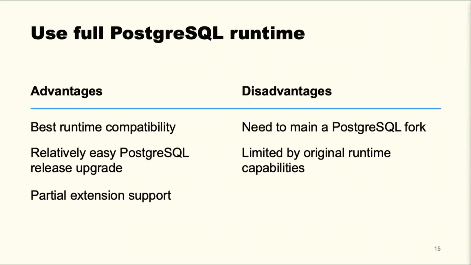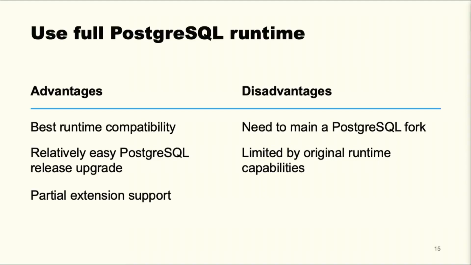In this case, the advantages and disadvantages are kind of flipped, in the sense that you get the most compatibility with original Postgres, because you are using so much of its original code base, so your system will behave almost the same. And also it's relatively easy to move to the next PostgreSQL version when it's released, because you are changing only a relatively small part of it. And you can even support some extensions that don't rely too much on how data is stored.